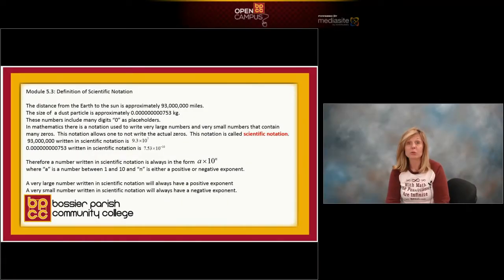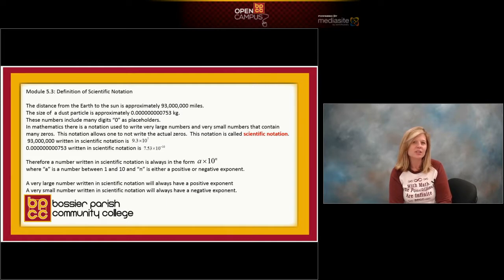Welcome back. We're in Module 5.3, and we're going to talk about a practical application of why we need to have negative exponents in real life. What we're going to talk about today is something called scientific notation. You may have heard of that before if you've taken any kind of science class, whether it's earth science or chemistry.